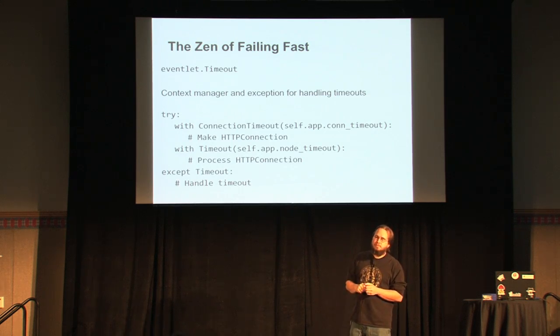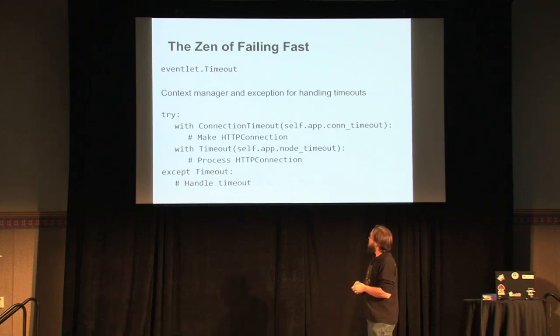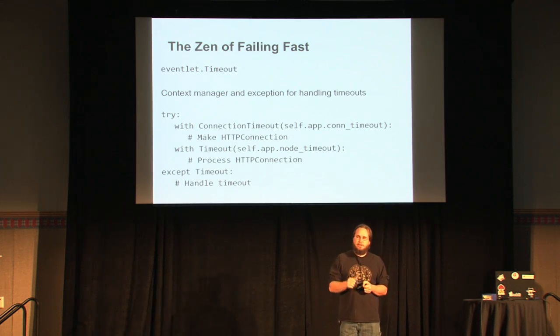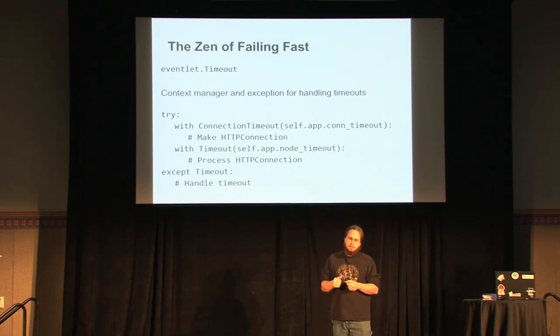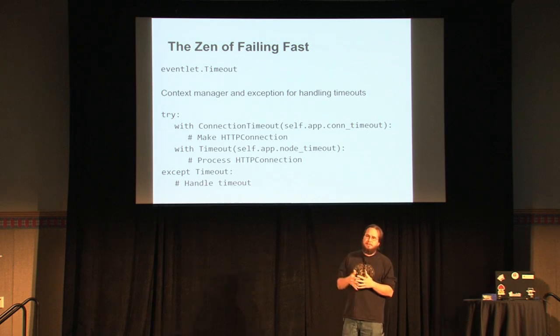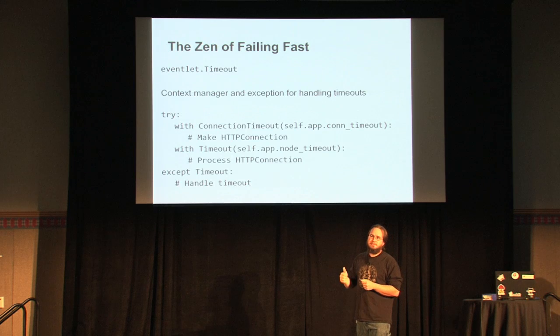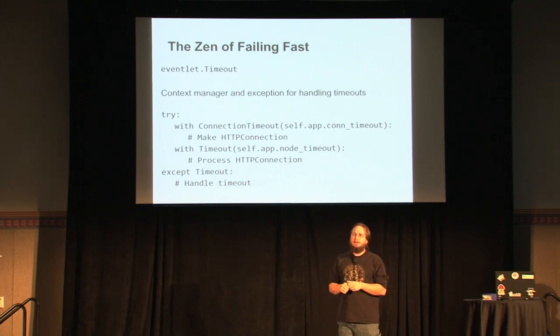Let me ask that a different way. If you did have a CPU-intensive loop, it would not hit that exception, correct? If there's nothing to bring you out into the eventlet trampoline, basically, the cooperative multitasking, then yes. That's why we have the sleeps and the chunk writes, because those are blocking. It's kind of like a CPU-intensive task.